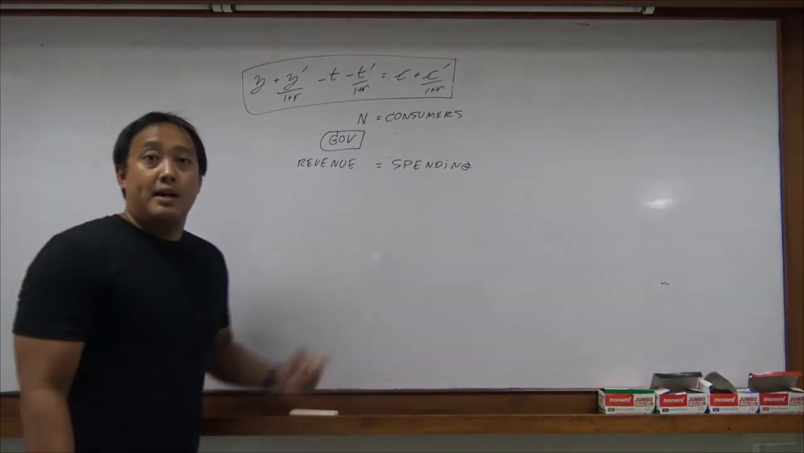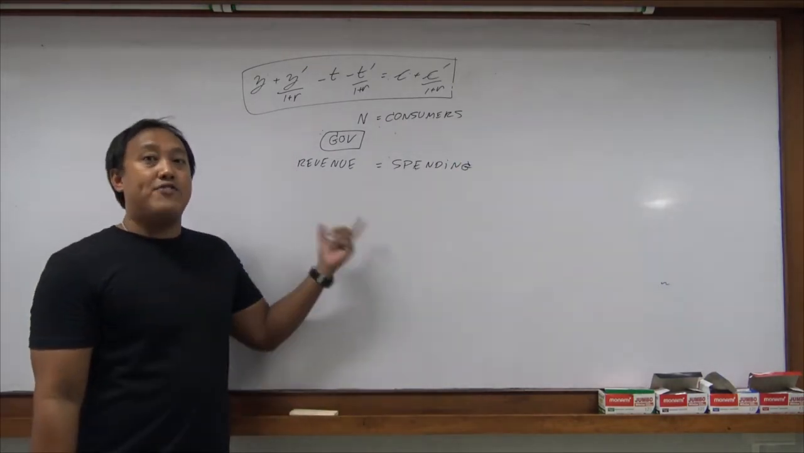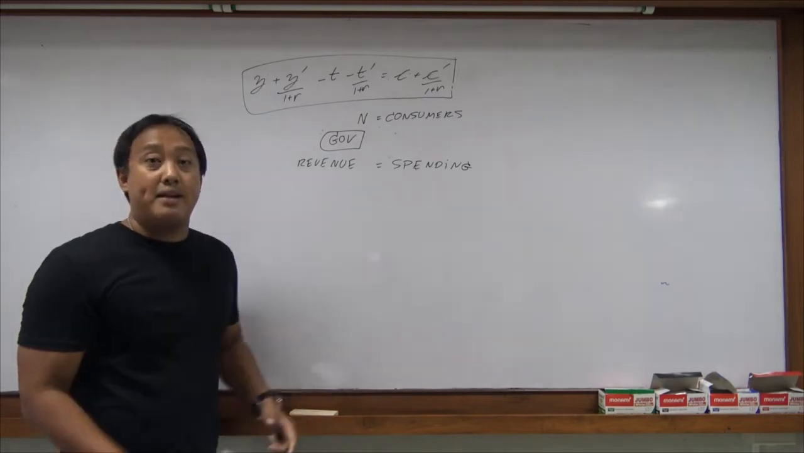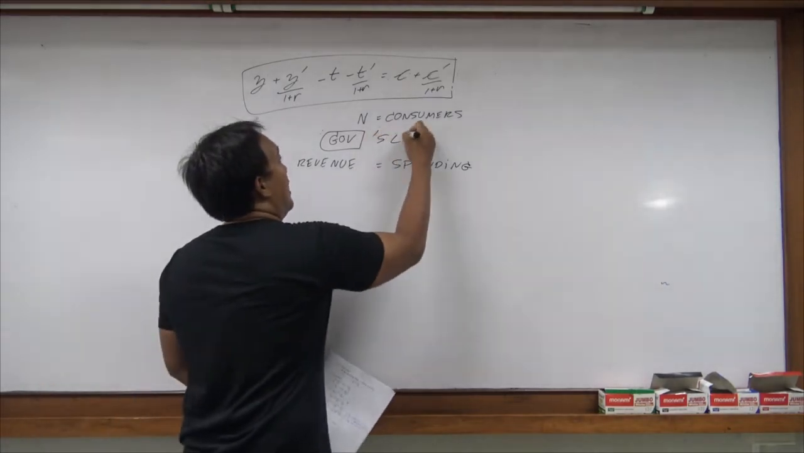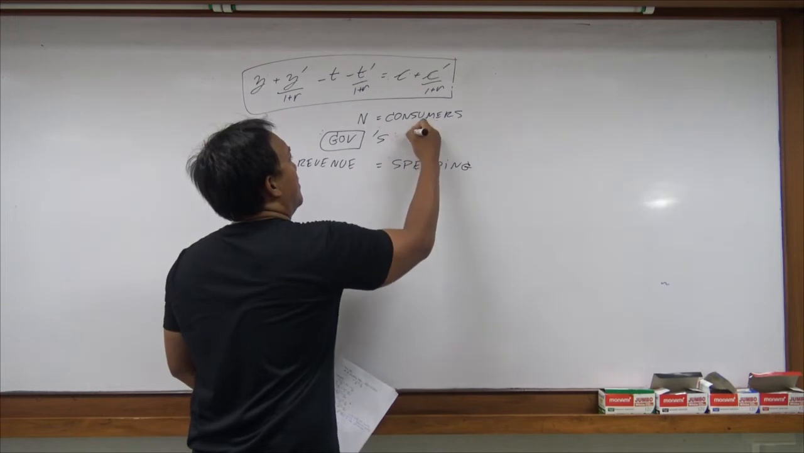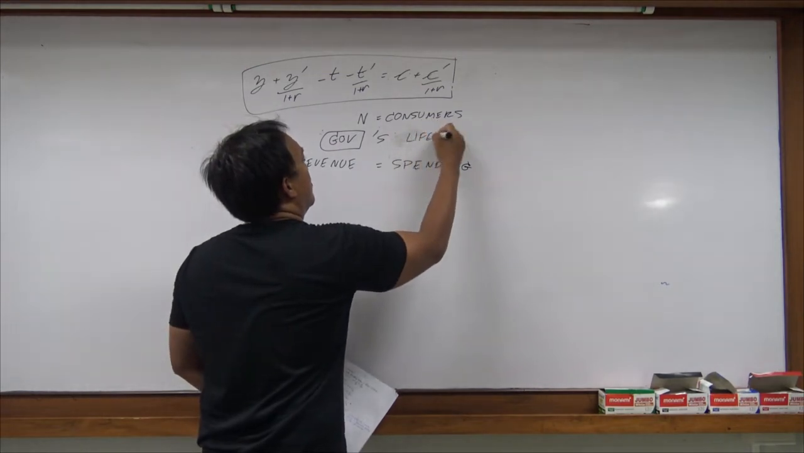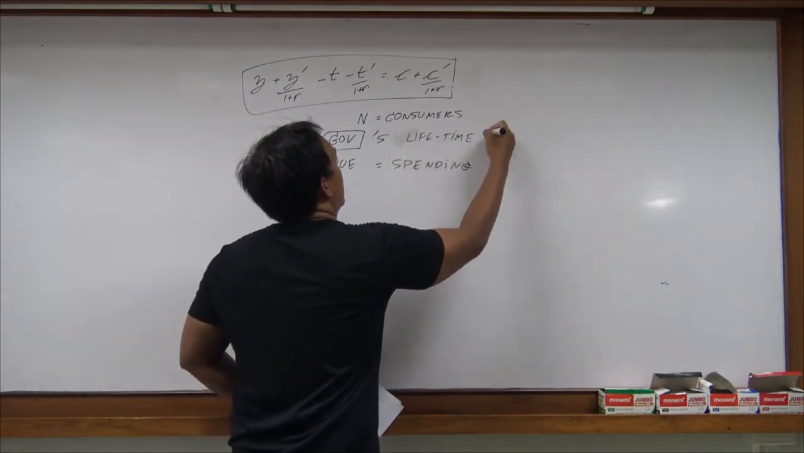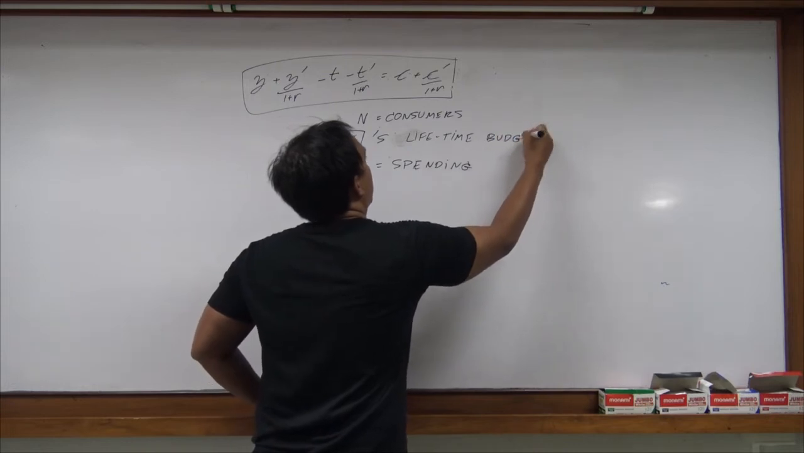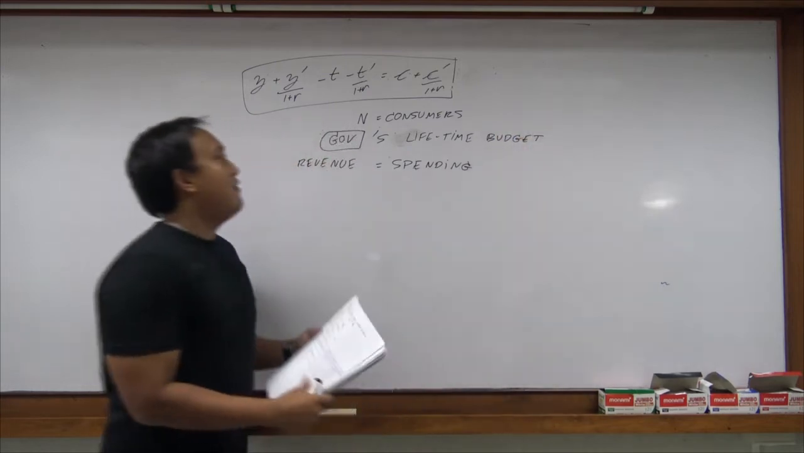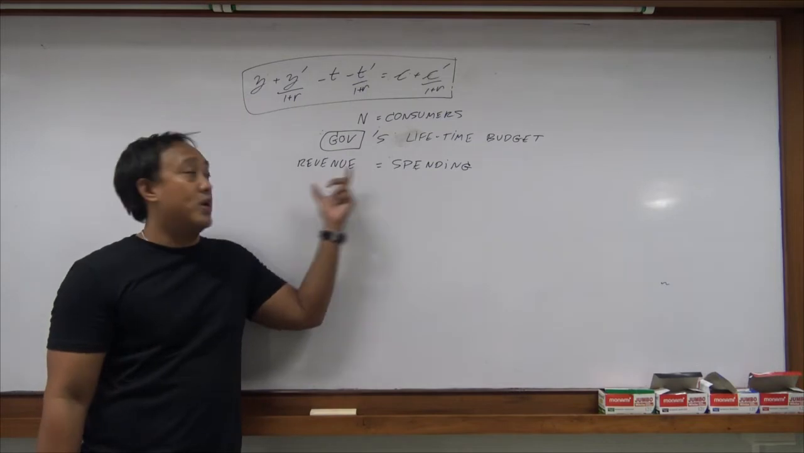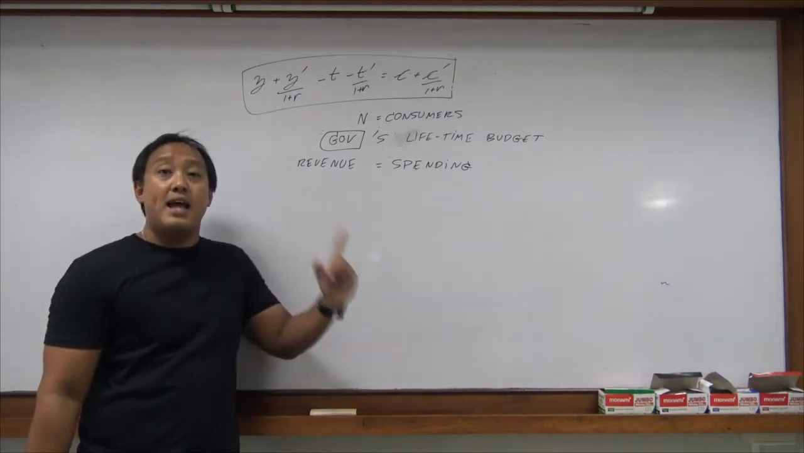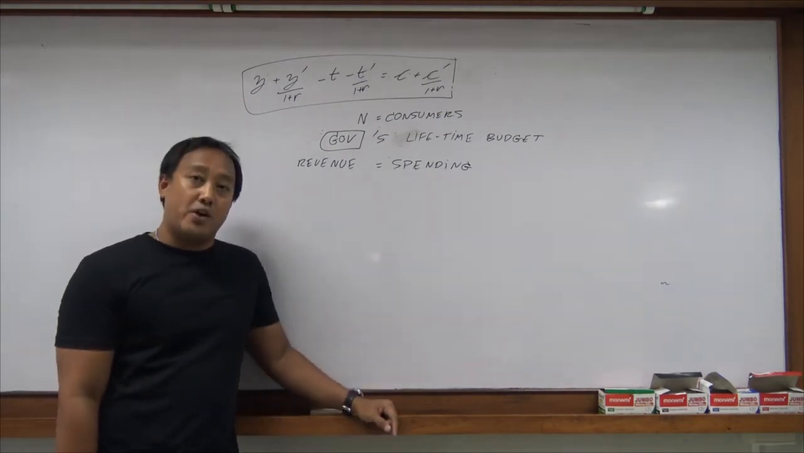Okay? This is the role of the government. This is the lifetime budget of the government. Lifetime revenue should be equal to lifetime spending. Then, what is the revenue of the government?